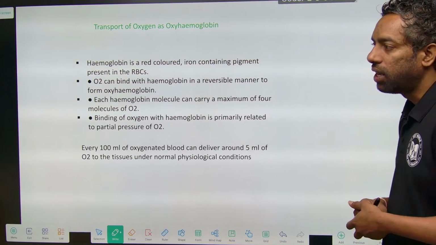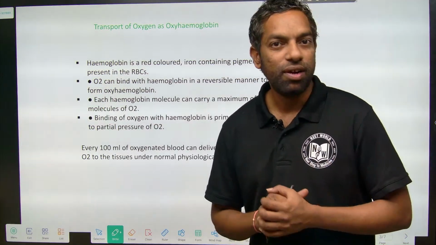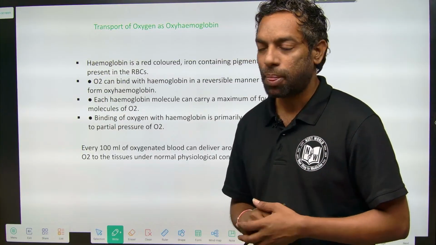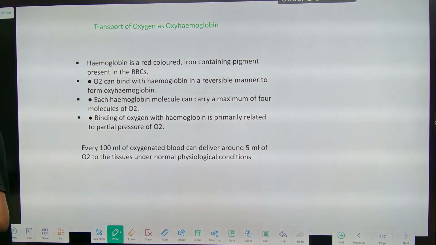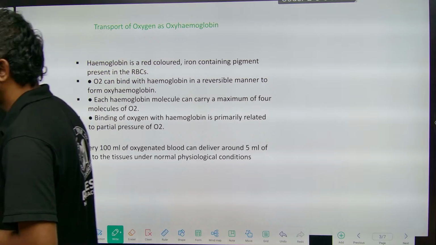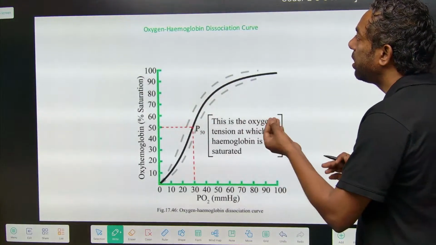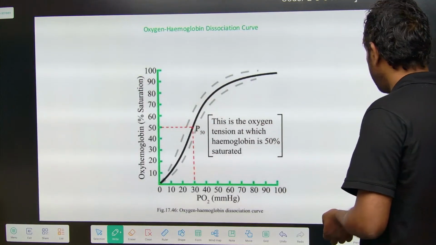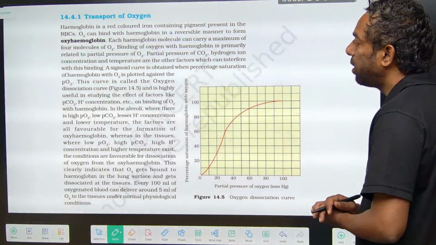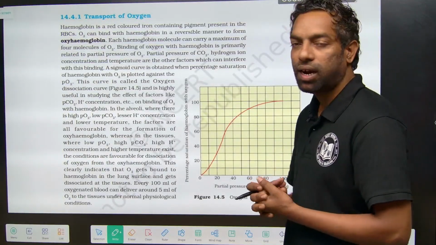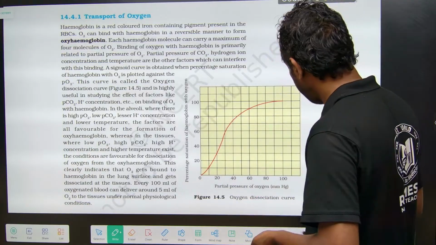Every 100 ml of blood delivers 5 ml of oxygen in the tissue. Today we are going to discuss the oxyhemoglobin dissociation curve, the factors that affect oxyhemoglobin binding, and the favorable conditions for this curve.